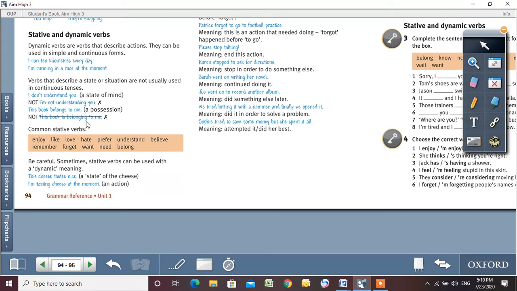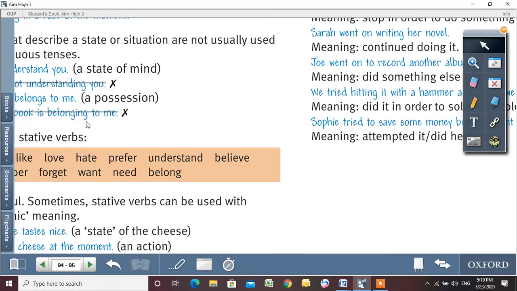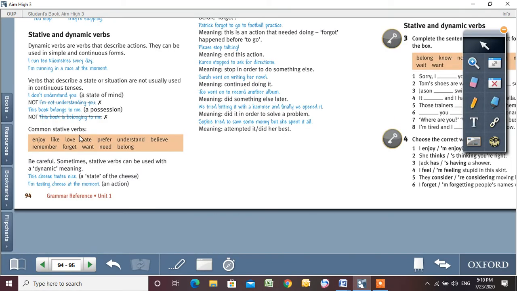And these are some of the stative verbs that you cannot use in the present continuous tense. Enjoy, like, love, hate, prefer, understand, believe, remember, forget, want, need, belong. So we cannot use these verbs, as I told you, in the present continuous tense.